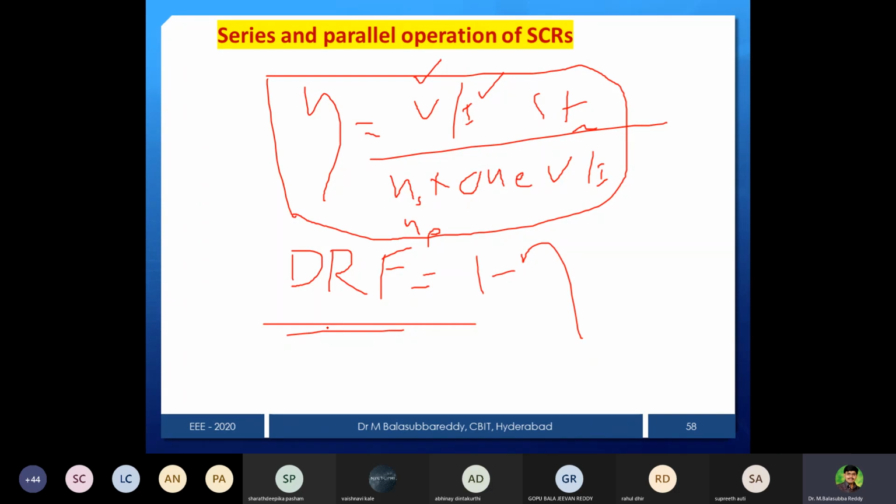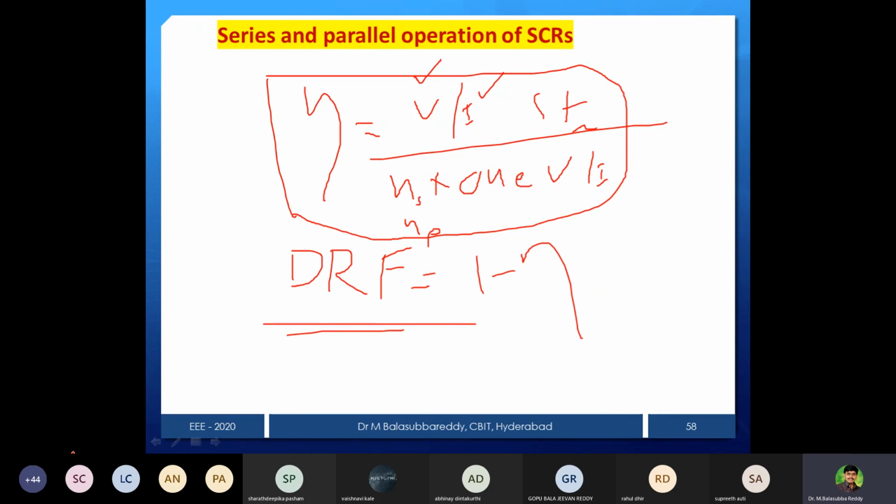In most cases, what they may ask is how many SCRs need to be connected in series or in parallel if the derating factor is equal to some 0.1 or 0.2, like that. Because this is the utilization of the device: if you want more reliability, then utilization will be less. The reliability term is here.